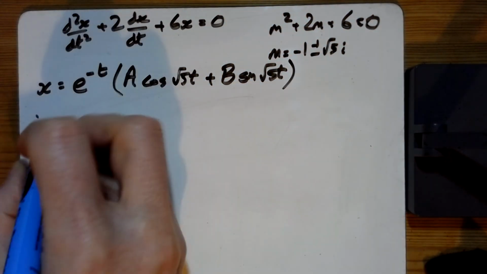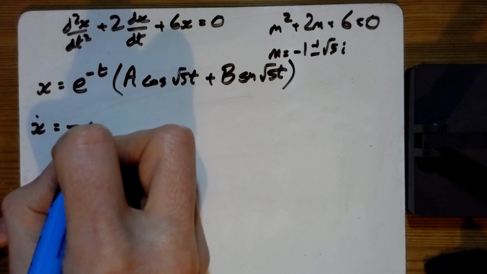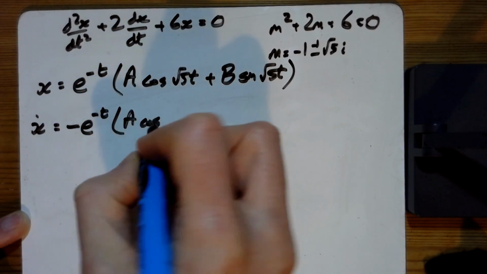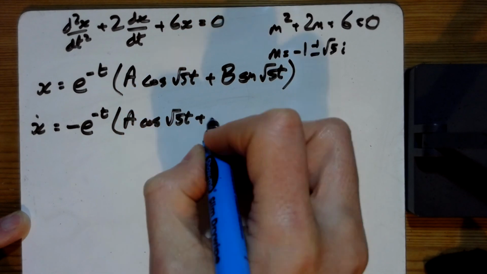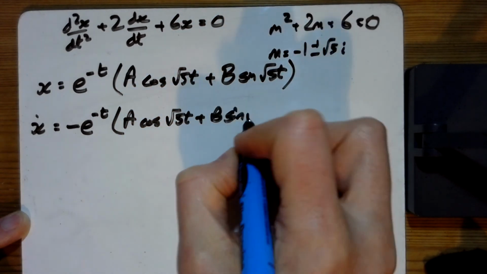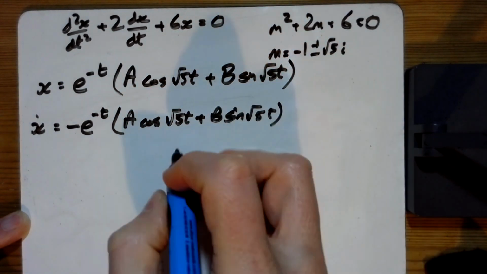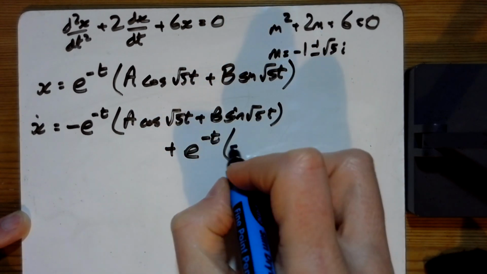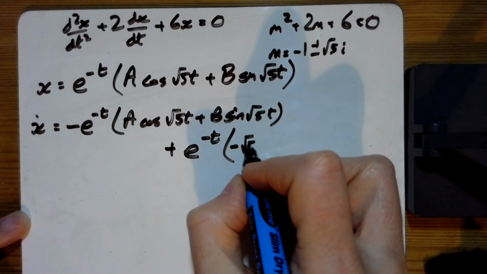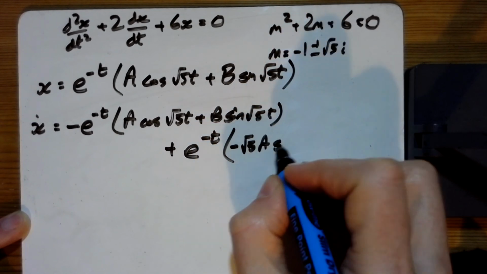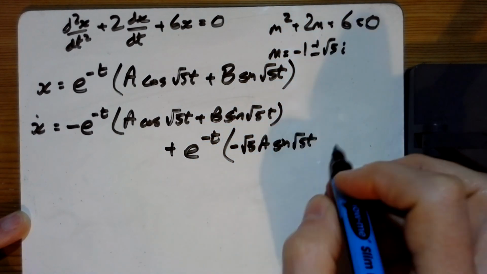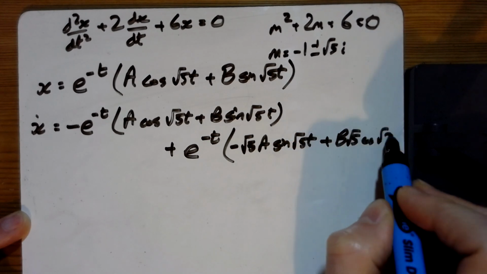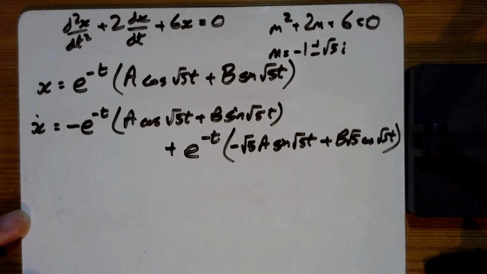Now differentiating that, just differentiating the first bit, minus e to the minus t, and writing out all the bracket as it is. So the first part of the product rule, just differentiating the e part. And the second part of the product rule, differentiating the bracket. So that will give us another minus root 5a sine root 5t, and then plus b root 5 cos root 5t. It does fit there.